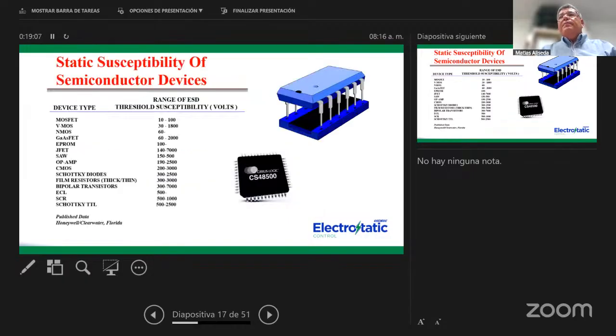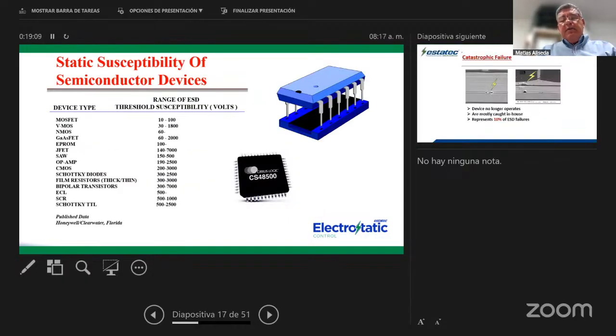And I want to compare the types of semiconductor technologies we have, and you can see the sensitivity of these semiconductors. It's so low that the ESD coming in, you don't see it, you don't feel it. You don't see smoke coming off the PC board or the semiconductors. It's something microscopic that happens in the semiconductor.